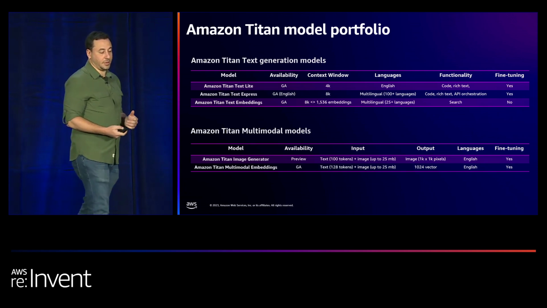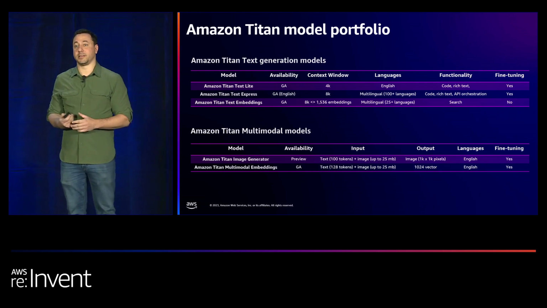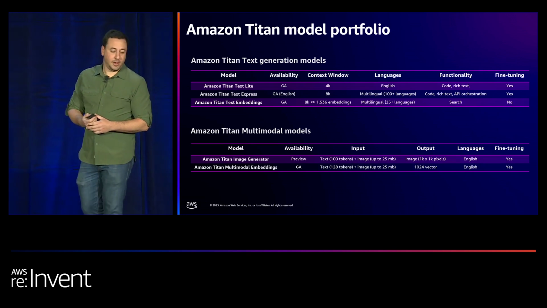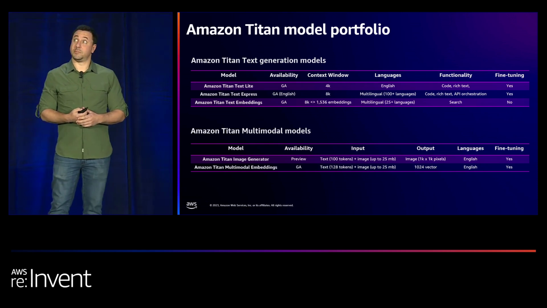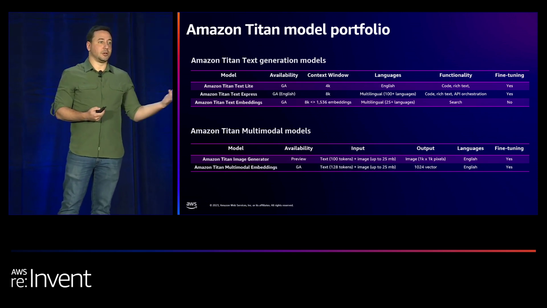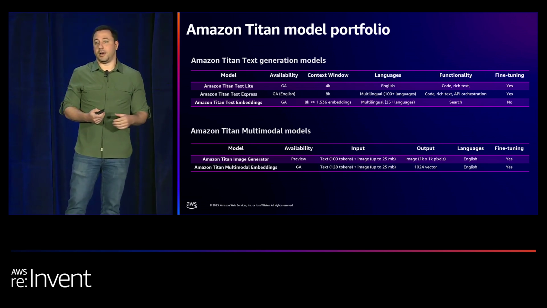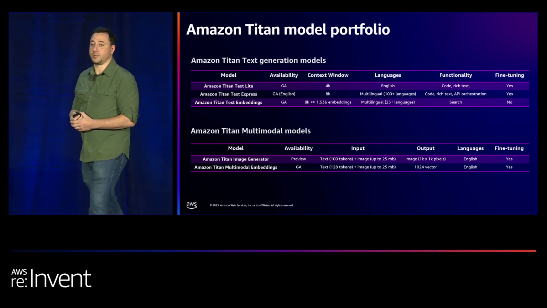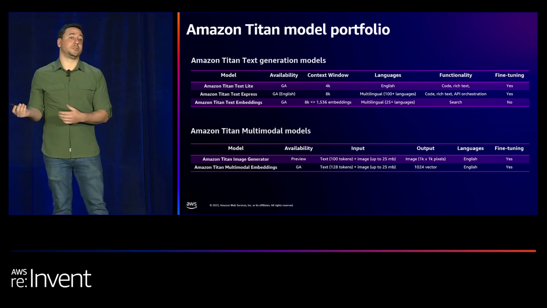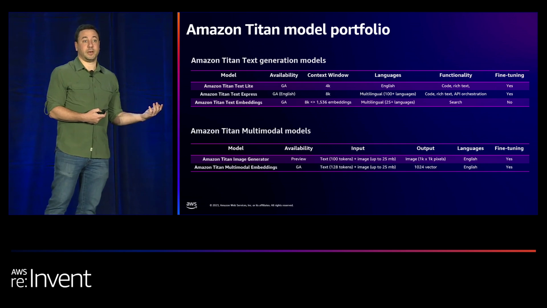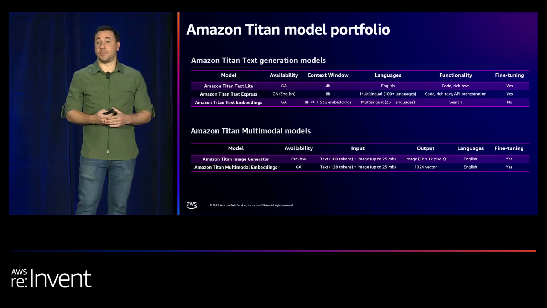Some of the other things to note here: the context window for the Lite is 4K, and the context window for the Express is 8K. And then on the embedding side, that embeddings model was GA'd in September. Then also we announced Titan Image Generator in preview. You should be able to sign up to have access to that as well. And then the Titan Image Embeddings. There are separate sessions on those, so we won't go into too much detail on that today. The majority of the focus will be on the Titan Text Express and Titan Text Lite models.